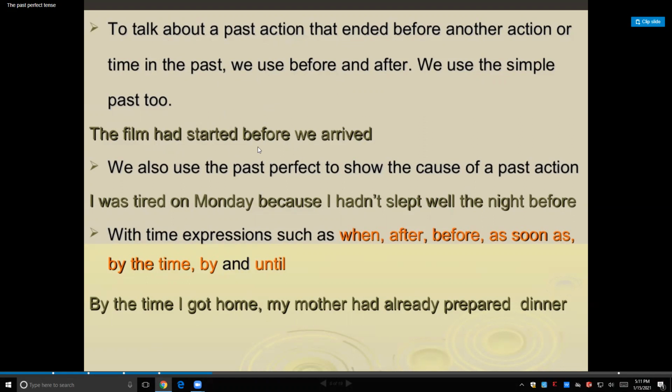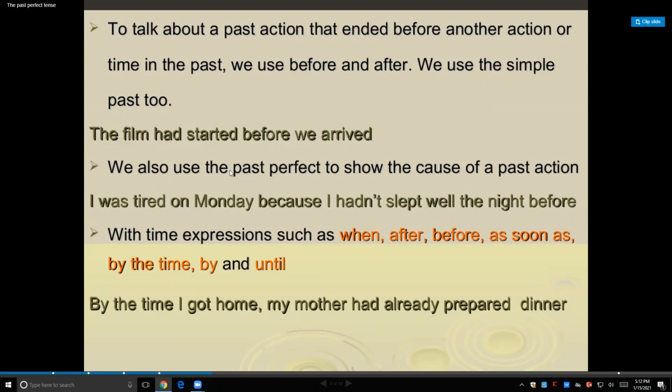Again, see there are two parts of this sentence: the film started, and we arrived. So which action took place first? Of course, the film started first. So this part of the sentence should be in past perfect, and the other action should be in past simple tense. The film had started before we arrived.